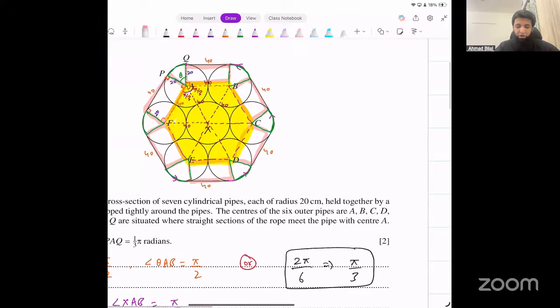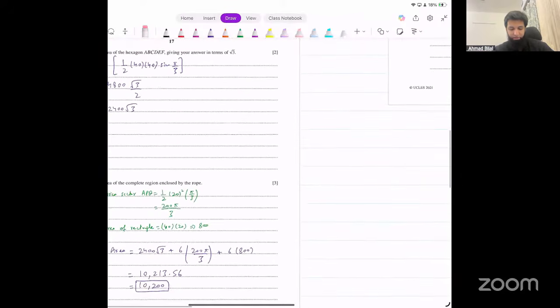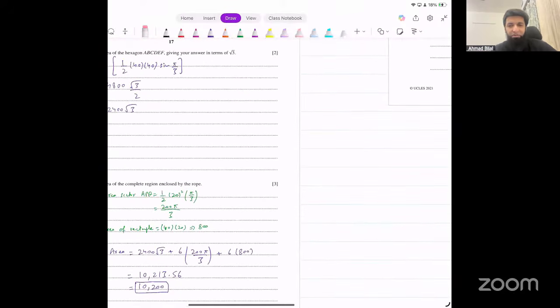Now, the hexagon you've already found. You're left with 6 rectangles and 6 sectors. Find the area of one sector, find the area of one rectangle. Multiply them by 6, add all of them up, you'll get the result. So this is what you get for the rest of the parts. It's quite some working, but the rest is fairly straightforward. Only the first part was a bit tricky. Apart from the first part, the rest is not that tricky.